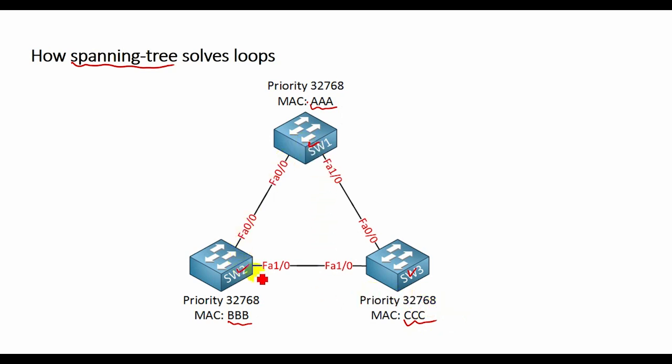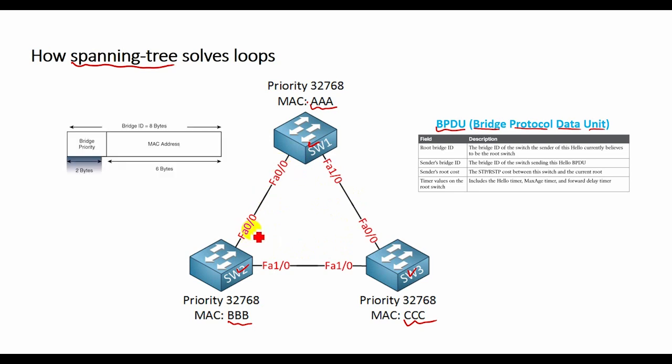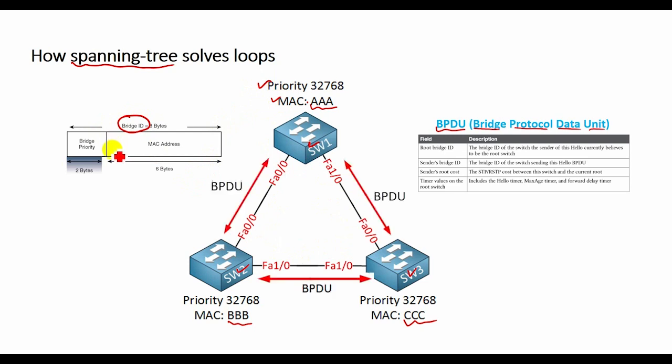Since spanning tree is enabled, all our switches will send a special frame to each other called a BPDU. As I said, Bridge Protocol Data Unit. In this BPDU, there are two pieces of information that spanning tree requires: MAC address and priority. The MAC address and priority together make up the bridge ID. The BPDU is sent between switches as shown in the diagram. See?